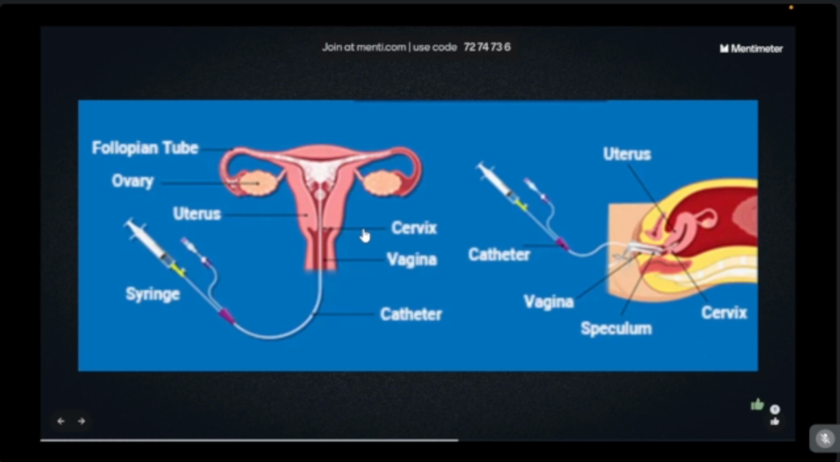And the last step is the imaging and evaluation. In this step, we start with a preliminary frontal view of the pelvis, and then we take spot images to assess uterine contour, fallopian tubes, and contrast spillage. And at the end, we evaluate for tubal patency and any abnormalities. Of course, we will see all the steps.